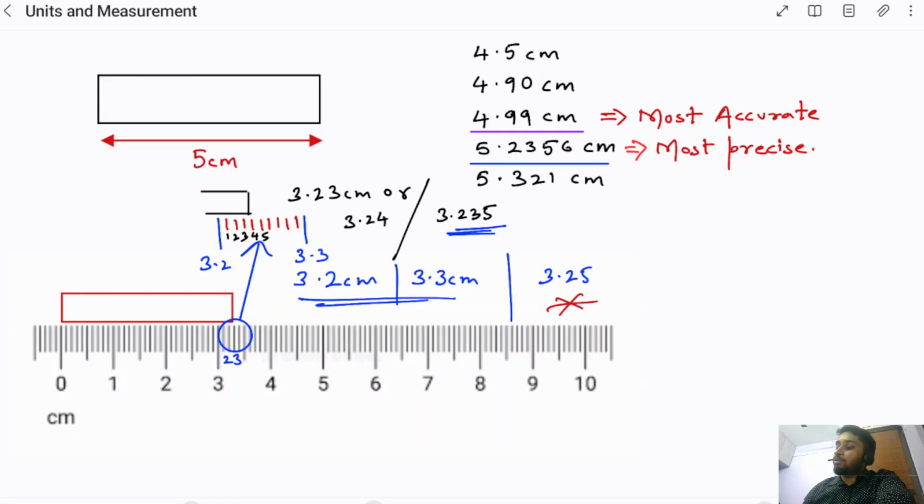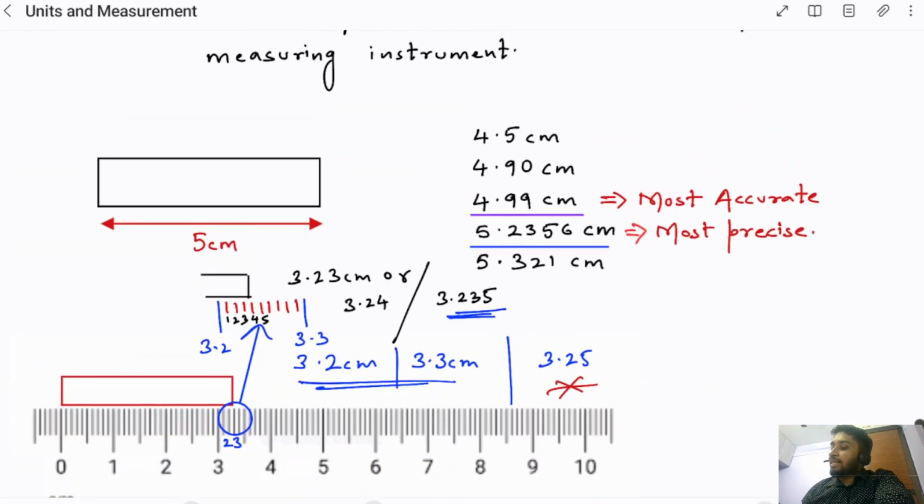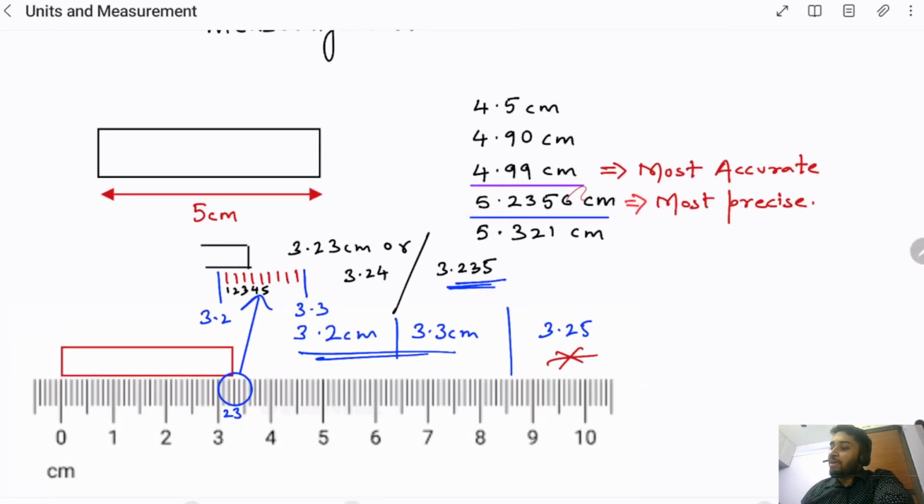Okay, so the student who gave me the reading as 5.2356, he must have had a very sophisticated instrument, some electron microscope or something like that, where he can take very small measurements. But for some reason he was not good at taking the measurement. He did not take the measurement properly. Because of that, his reading is not accurate, meaning it is not the most accurate one, but it is the most precise one.